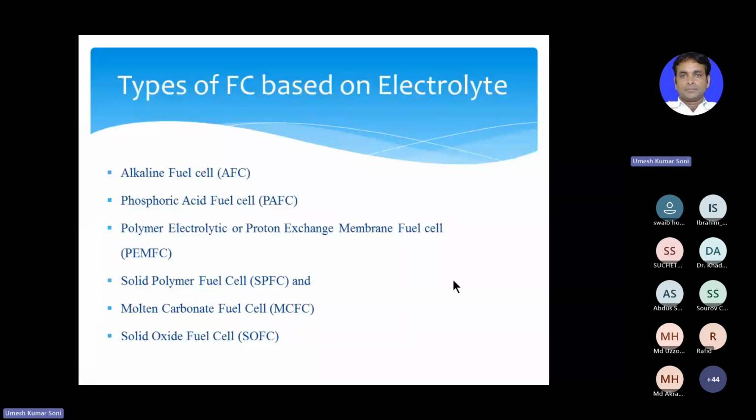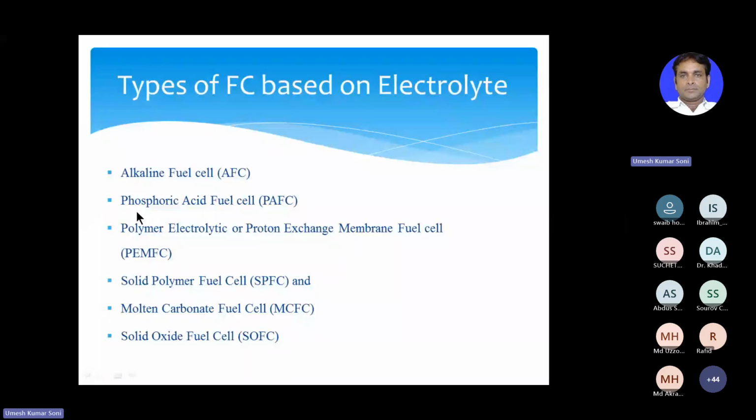So there are different types of fuel cells. First is the alkaline fuel cell, AFC. Second is the phosphoric acid fuel cell, PAFC. Third is the polymer electrolyte fuel cell, or membrane fuel cell, or proton exchange membrane fuel cell, PEMFC. Here both names are for the same thing. Either term we can replace, and this is the same.